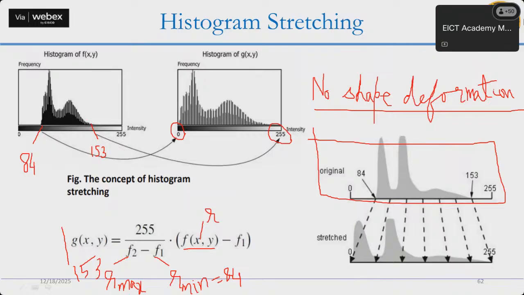Shruti has asked something. F84 and 53, then take maximum. No, X and Y are the coordinates, the spatial locations. F of x, y is the intensity value, and X and Y are the spatial coordinates. So X and Y are not the 80. No, this is not so.